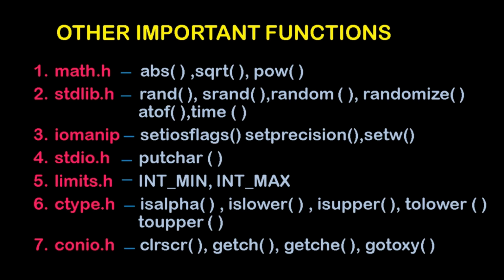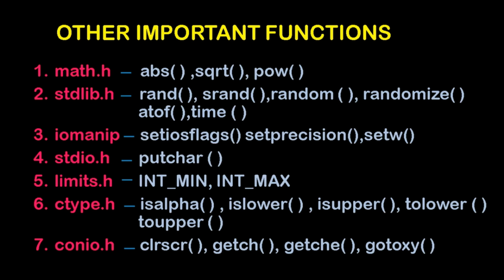So other than this, some other important functions which are needed for class 12 I have mentioned here. So in math.h header file, you have the functions like abs, absolute value, sqrt, pow. Next is stdlib.h and in that we have rand, random, randomize, atof, time. iomanip.h has setiosflags, setprecision, setw. This is mainly used for formatting.